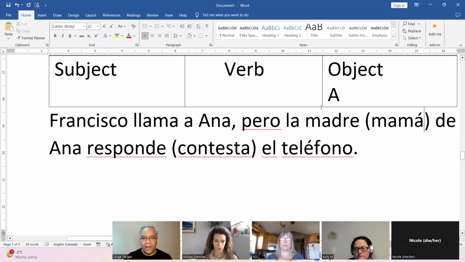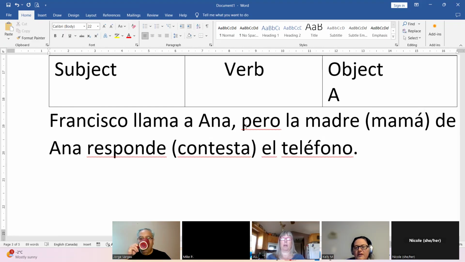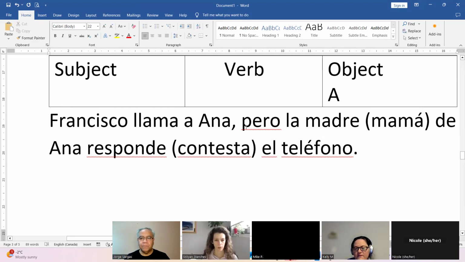Francisco llama a Ana, pero la madre de Ana responde el teléfono. We are not going to take the ones in bracket. So at the count of 3, we'll say Francisco llama a Ana, pero la madre de Ana responde el teléfono. Count of 3, you're on. 1, 2, 3. Francisco llama a Ana, pero la madre de Ana responde el teléfono.